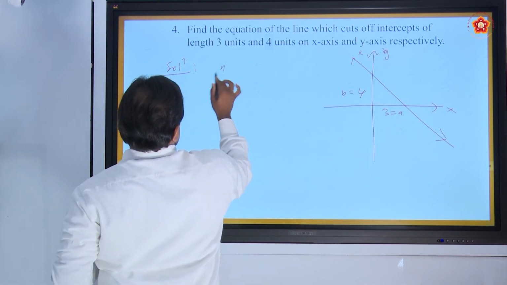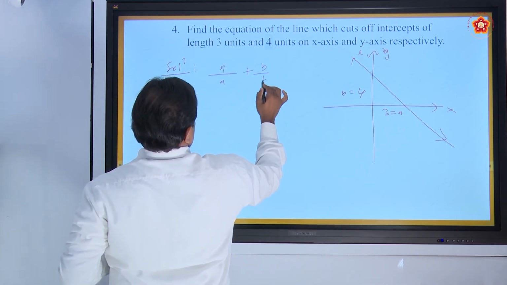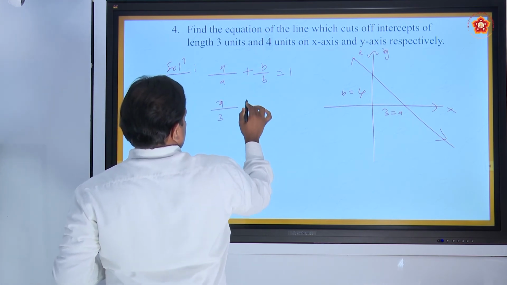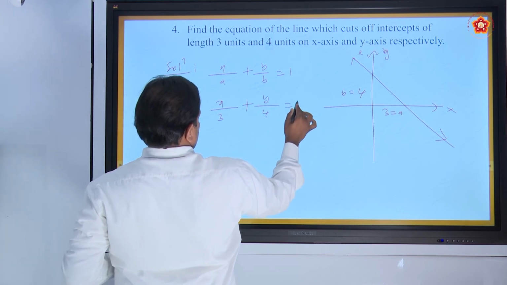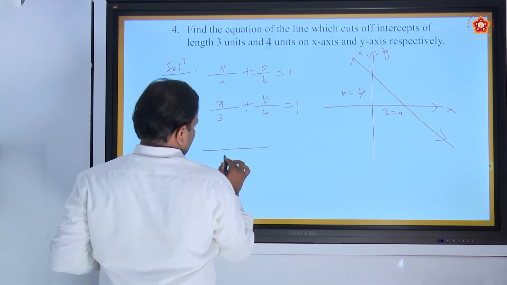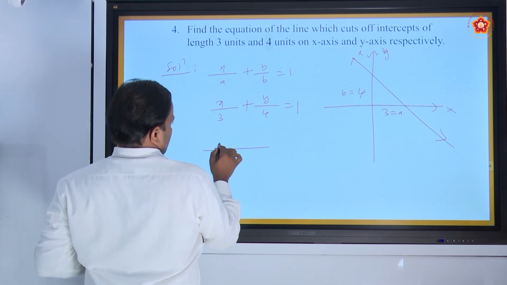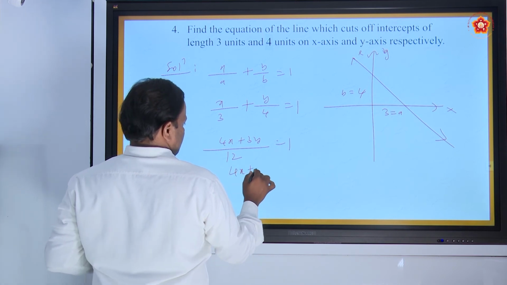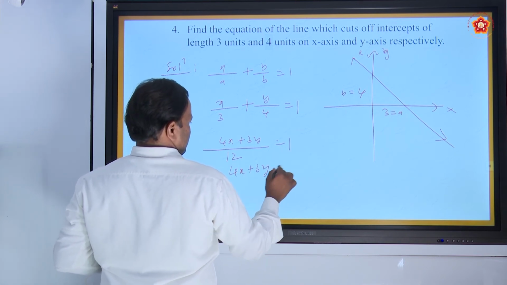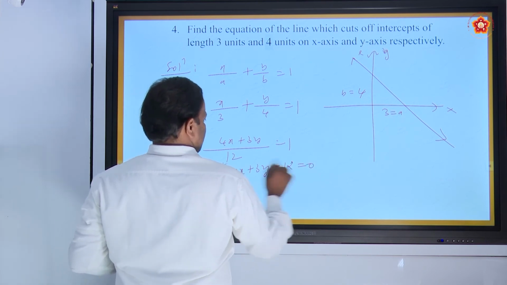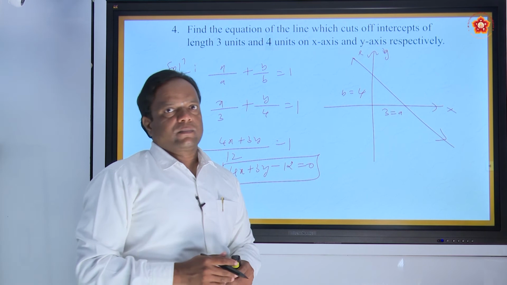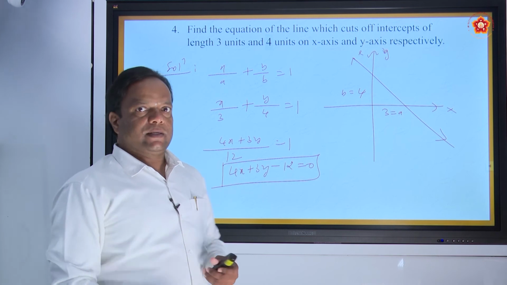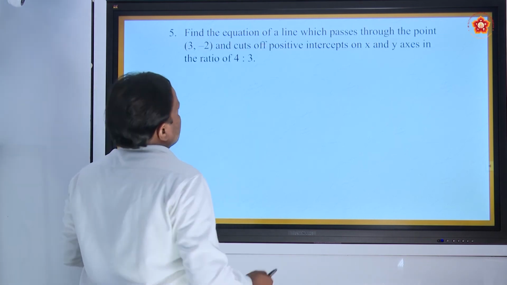What is the equation of the line? We know that x by a plus y by b equal to 1. Substituting, x by 3 plus y by 4 equal to 1. If you need more simplification, LCM of 3 and 4 is 12, cross multiplication gives 4x plus 3y is equal to 12, that is 4x plus 3y minus 12 equal to 0. This is the required equation of the line. Okay. Let us see the next problem.